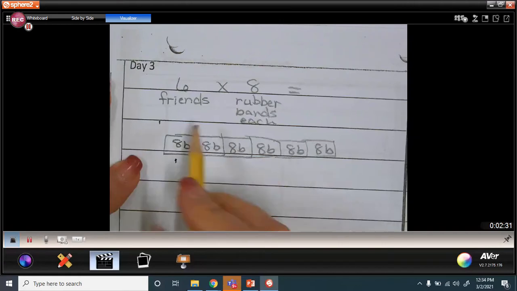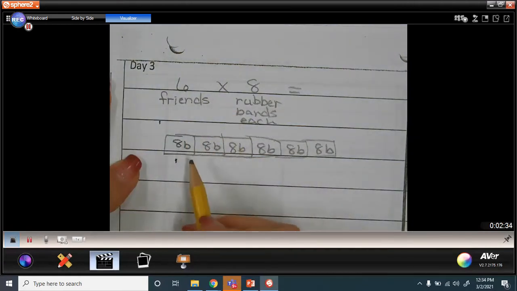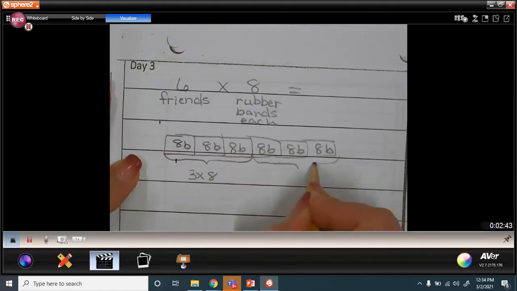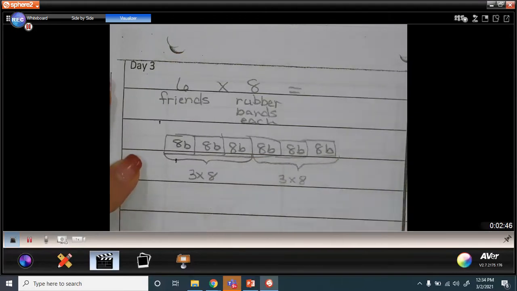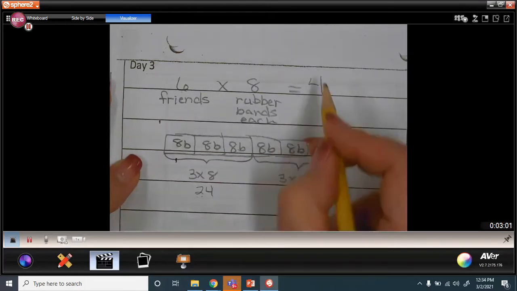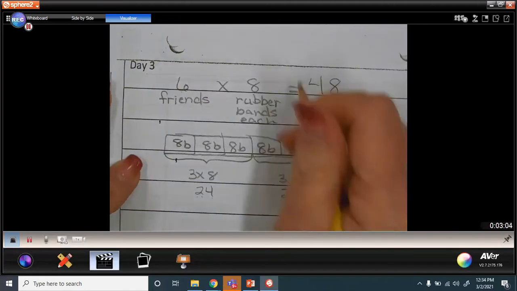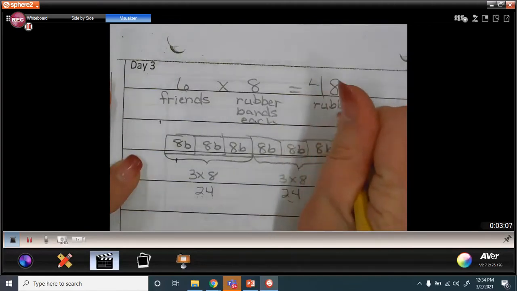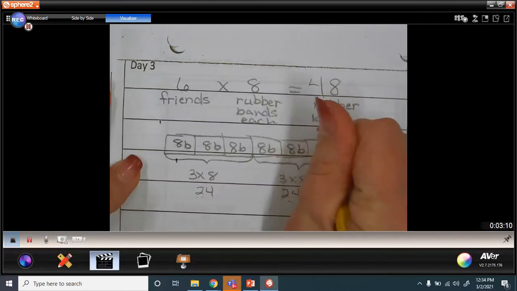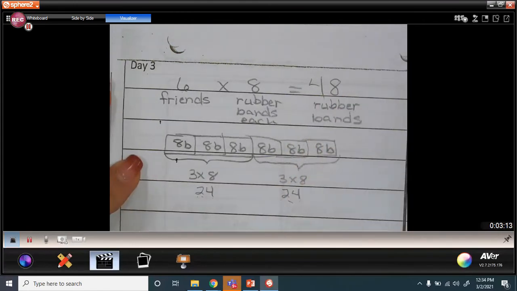And if I don't know what 6 times 8 is, or 6 groups of 8, I can always use 3 times 8 and another 3 times 8, because 3 groups of 8 is 24, and another 3 groups of 8 is 24. So 24 and 24, 20 and 20 is 40, 4 and 4 makes 8. There are 48 rubber bands total. That's the total number of rubber bands that she gave her friends.